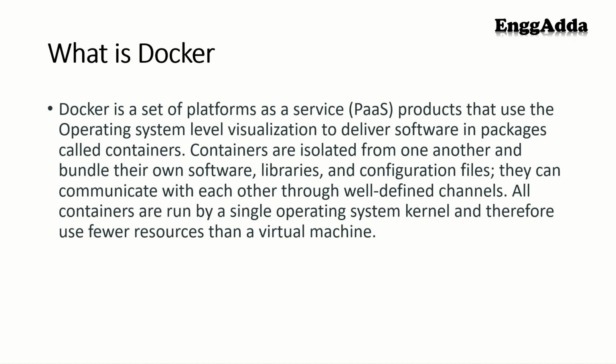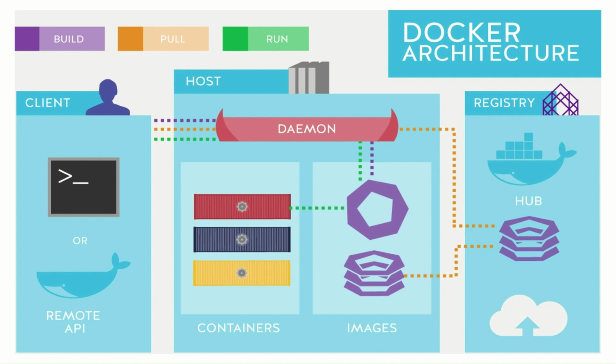Okay, all the containers are run by a single operating system kernel and therefore use fewer resources than the virtual machine. So earlier in the virtual machine, we were having multiple machines, multiple operating systems on the single machine. But this is not the case of the Docker. In the Docker, we have only one operating system. On top of that, we have multiple containers. So it is light in size, and the virtual machines were heavy in size. So let me go to the next slide and then explain to you what is Docker architecture.